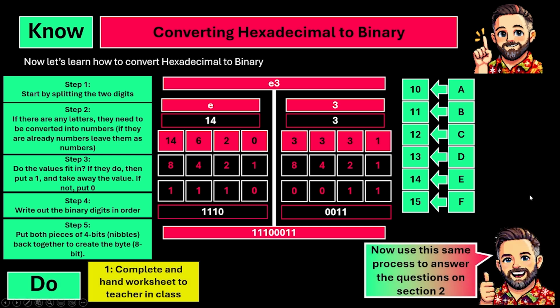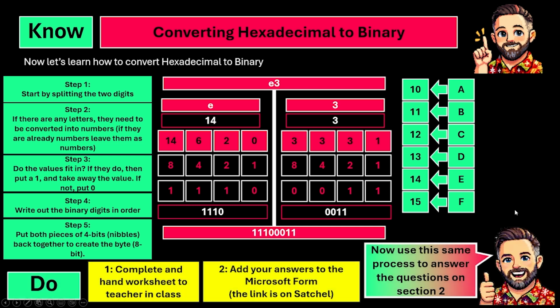So what I'd like you to do now is go to the worksheet and answer these questions on section 2. Remember, you must complete and hand the worksheet to me in class or your other teacher, depending on how your school will do this. And if you're at my school and my lesson, there will be a link on Satchel to a Microsoft form where you will need to put your final answers in, and to complete the home learning you will need to do both elements. But speak to your teacher to see if that is a requirement for you.